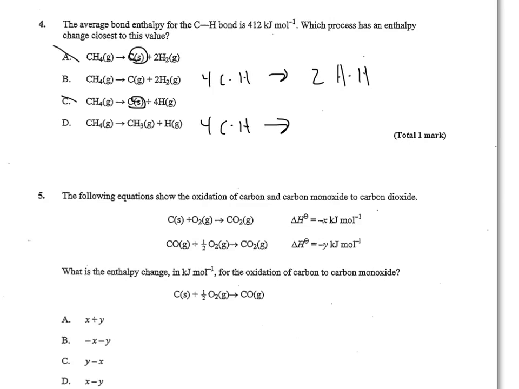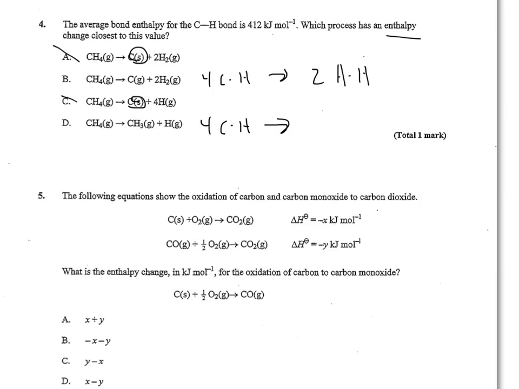Number 4, you're being asked which process has an enthalpy change closest to this value. So really what they're asking is, which of these equations shows just one CH bond being broken, or at least that's the net change for the equation. A and C you can eliminate because you have carbon as a solid, so you have carbon in its gaseous form as part of CH4, so that would bring in some changes there as well. Since we're talking about enthalpy, I can just eliminate A and C right off the bat.